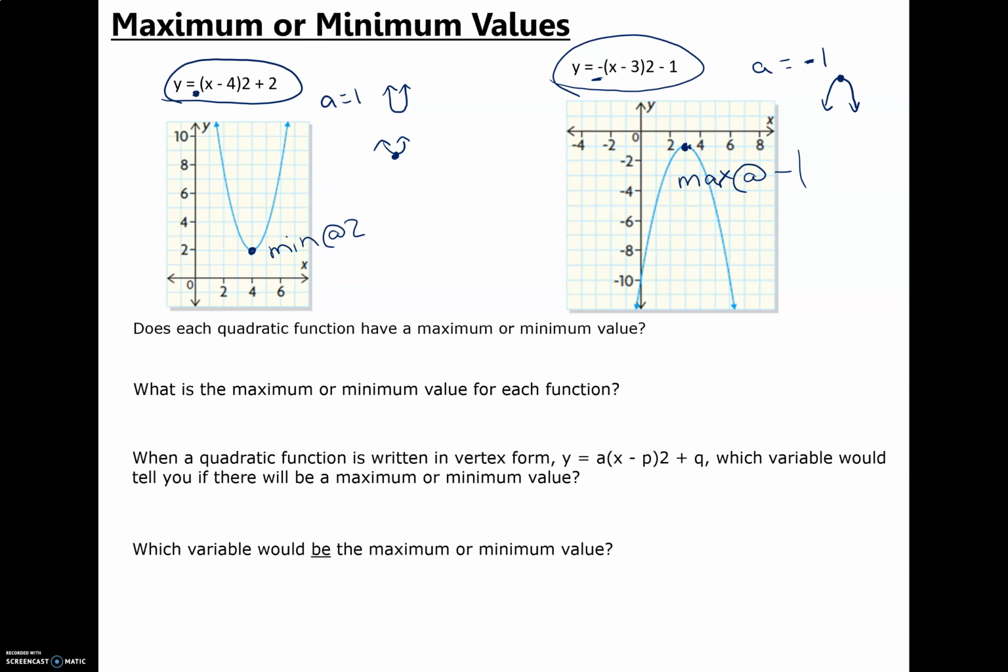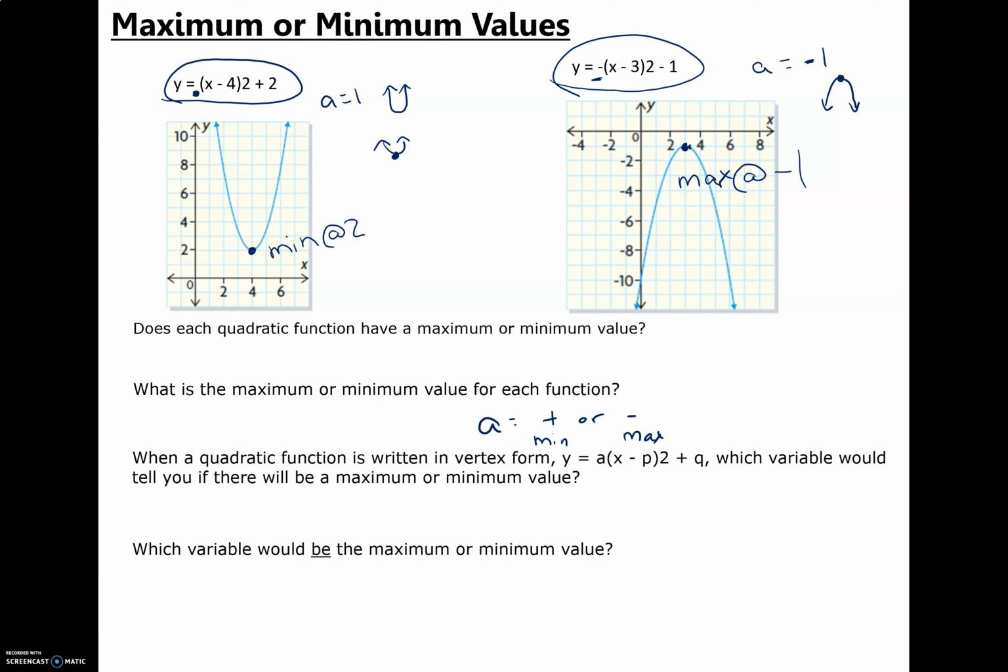So the value that's telling you if it's a max or min is that a value, and whether it's positive or negative. If it's positive, you have a minimum point. If it's negative, you have a maximum point.